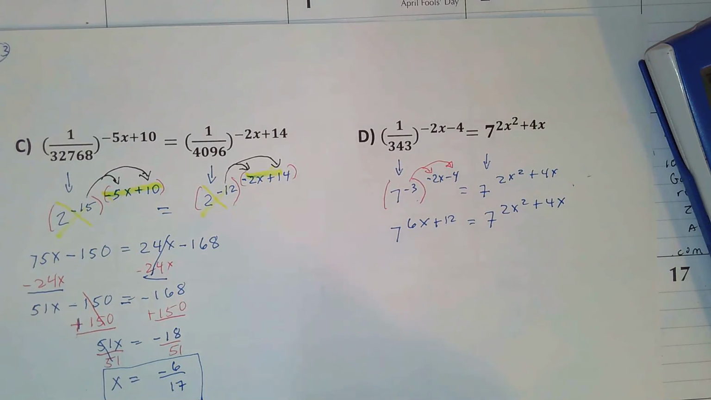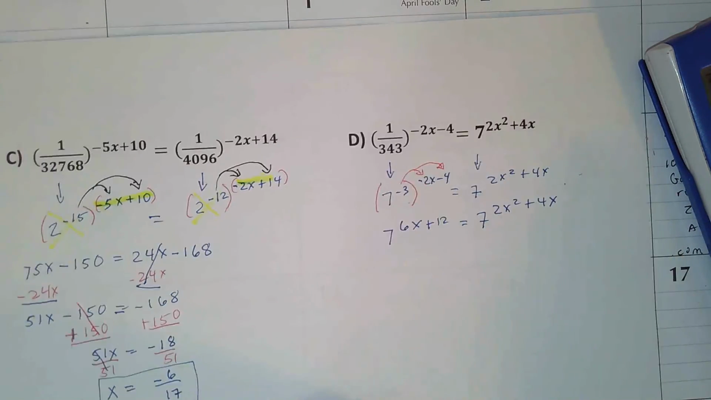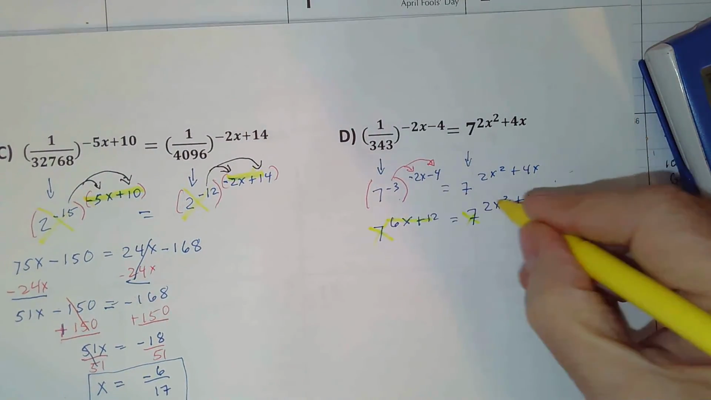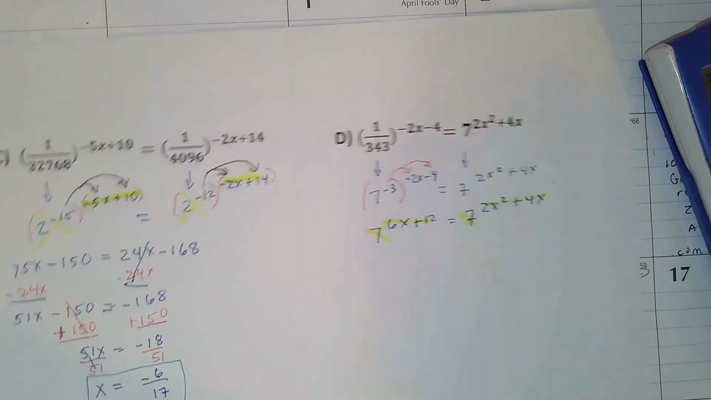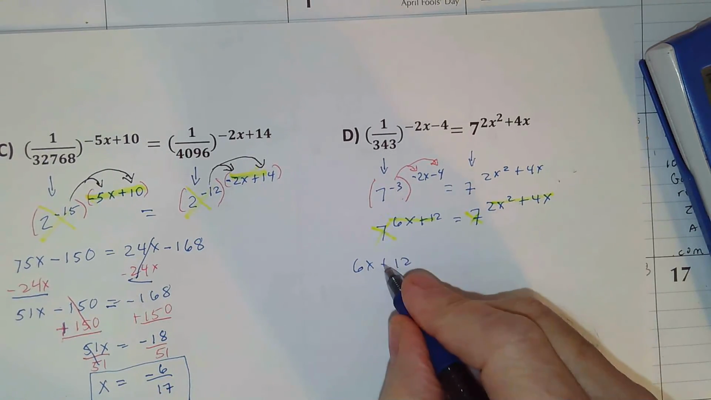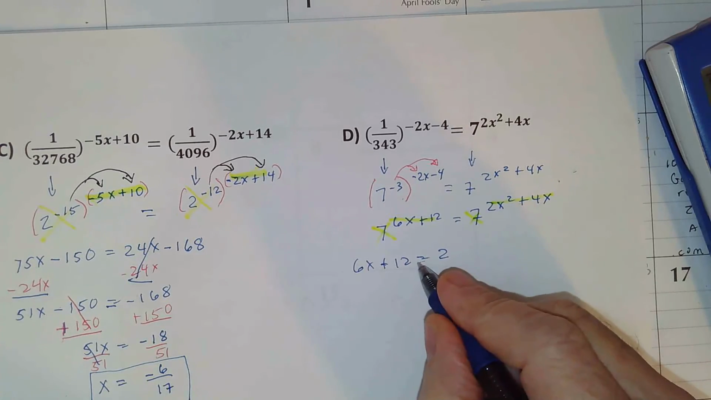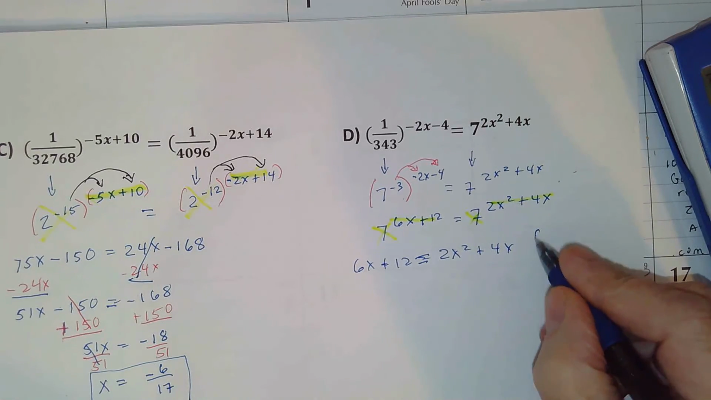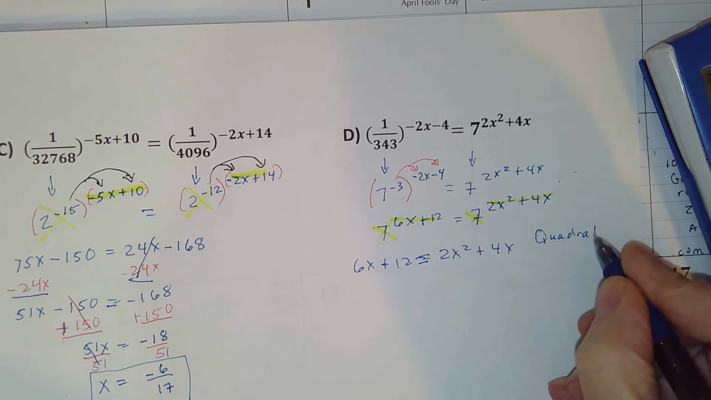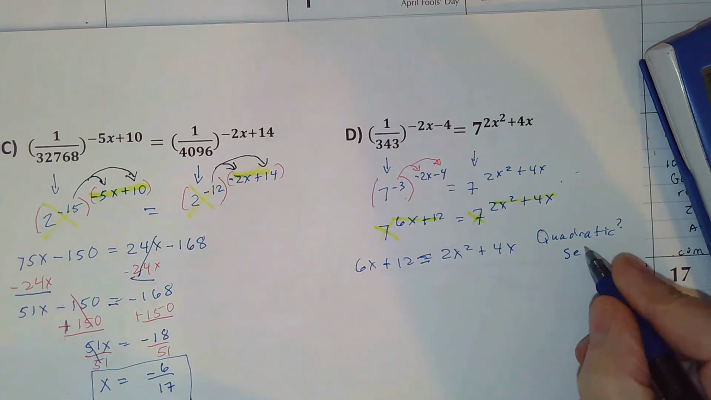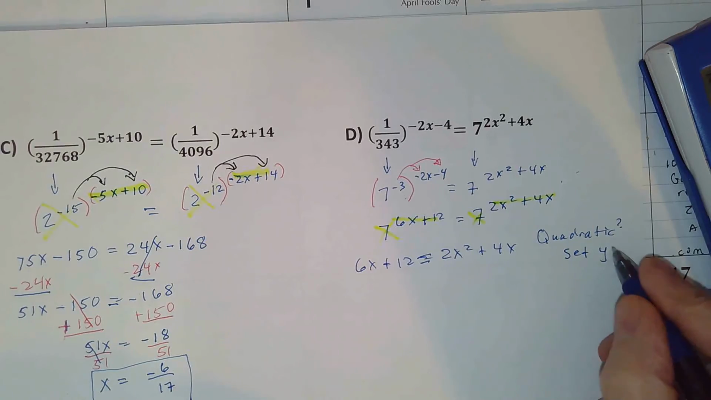All right. Throw away the bases. So we want to get rid of those, and we're going to use the exponents. So I'm going to rewrite this as 6x plus 12 equals 2x squared plus 4x. Now, this is obviously quadratic. So what we're going to have to do is set this all to 0 to find x. So set y to equal 0.